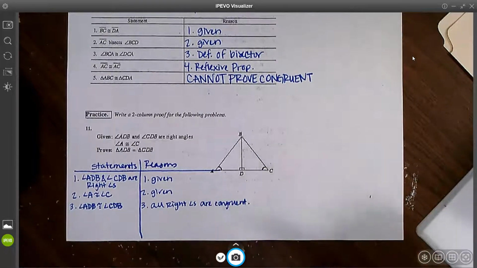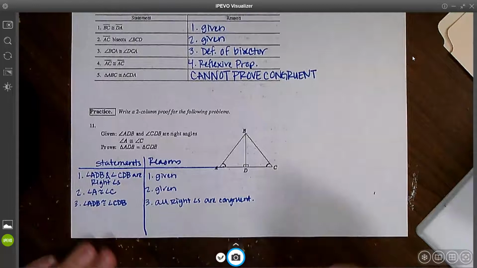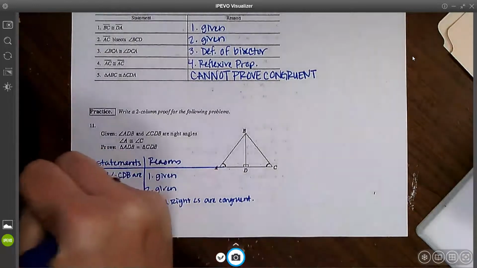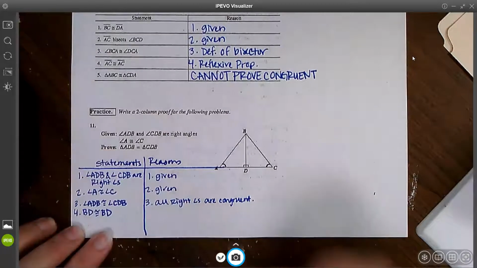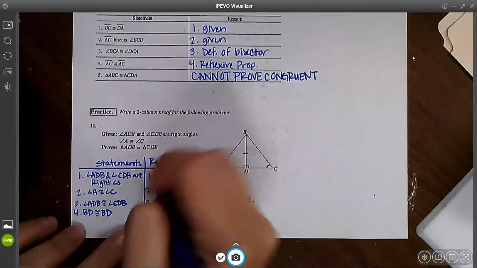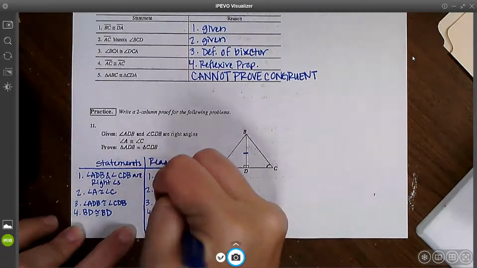Then what else can we say just based on this picture? Nothing else is really given to us except for they share this side. Anytime they share a side, you're pretty much going to use that. So we can say that BD is congruent to BD, and we know that because of the reflexive property of congruence.